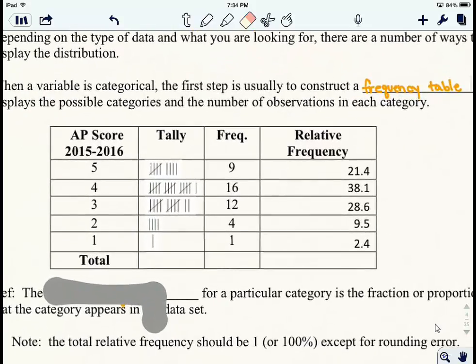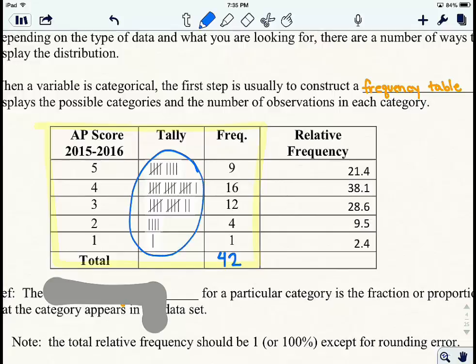In this case, I've gone ahead and done a frequency table for my AP scores from last year. This part right here is the frequency table. If you add the rest, it's a relative frequency table. If you notice, I've left out the total. These add up to 42 students. And this tally chart is just useful when you're collecting the data. It doesn't need to be there.